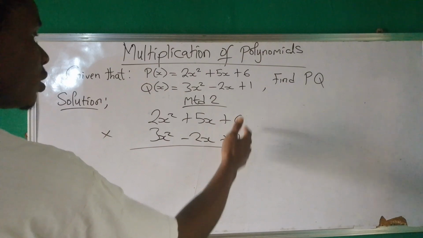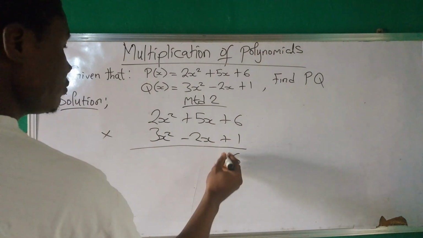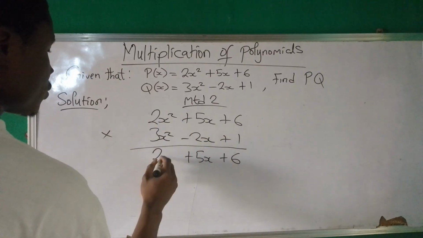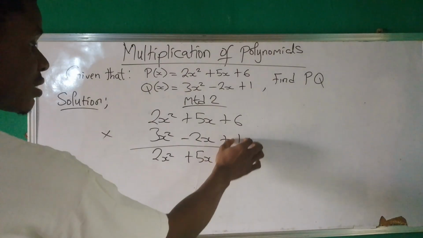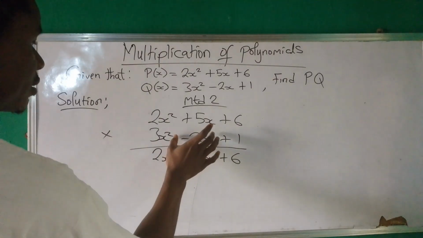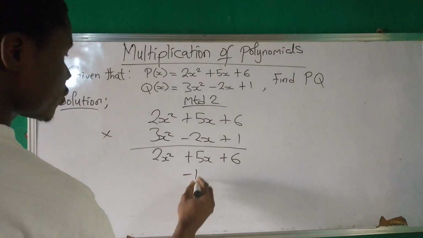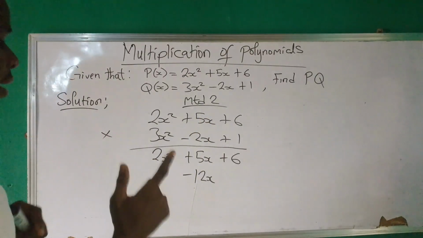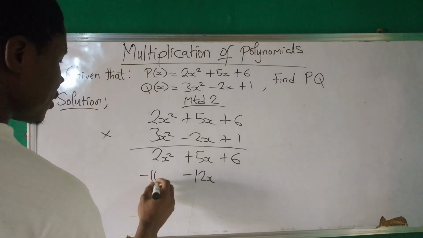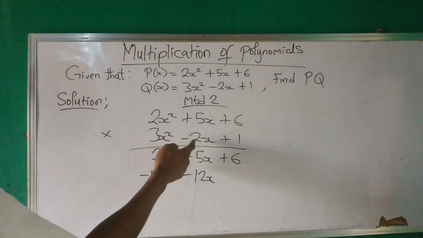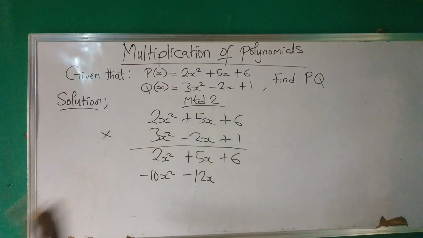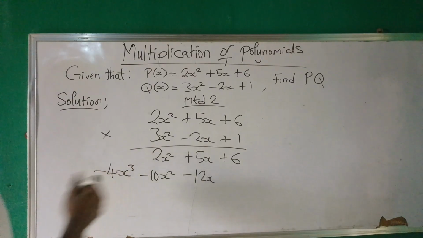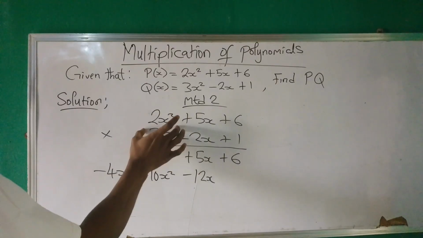So we start from here. 1 times 6 gives us 6. 1 times 5x gives us 5x. 1 times 2x squared gives us 2x squared. We are done with this constant, so we move to this other term here. Minus 2x times 6 gives us minus 12x. Minus 2x times 5x gives us minus 10x squared. Minus 2x times 2x squared gives us minus 4x cubed. We are done with this term. Now we move over to this last term here.